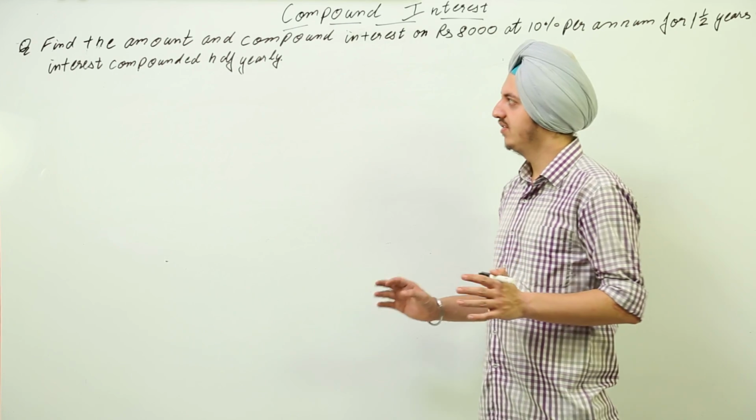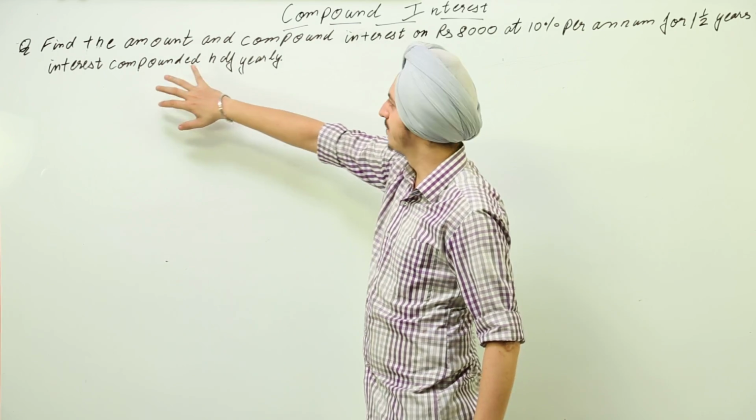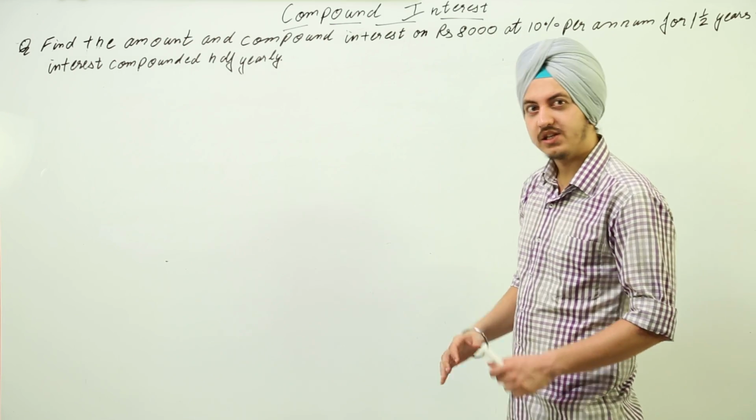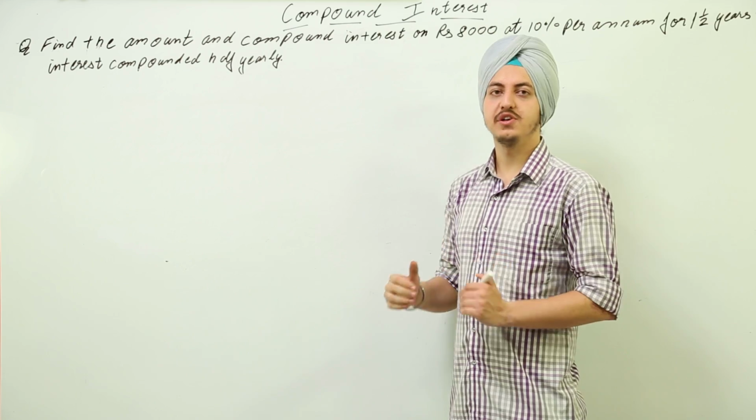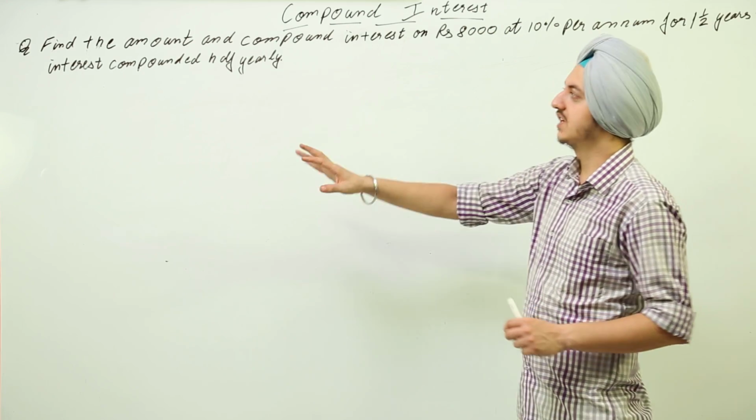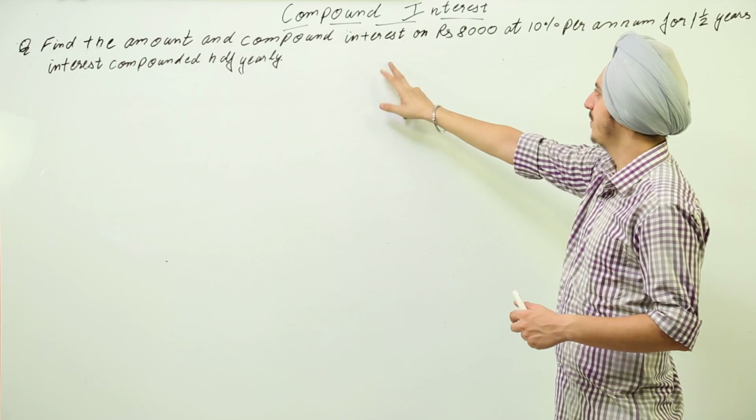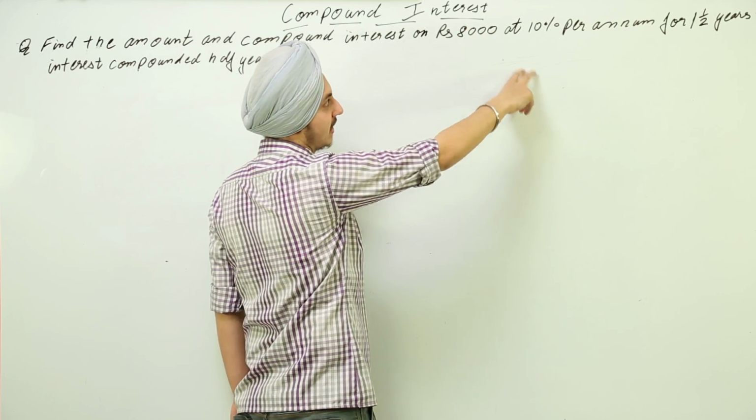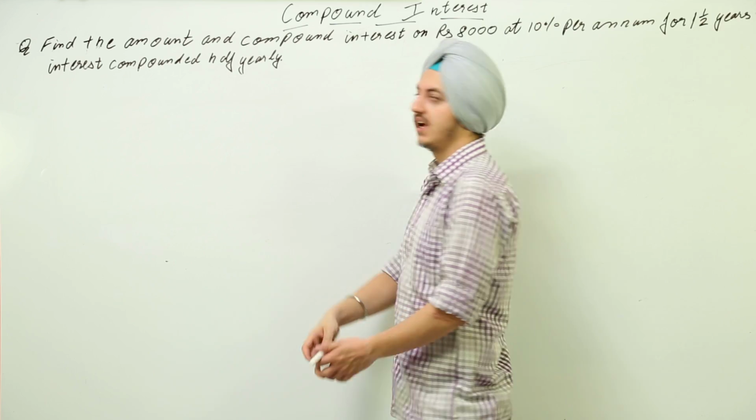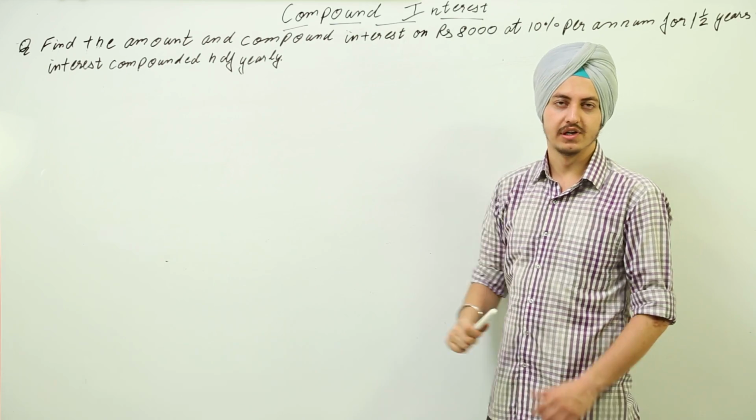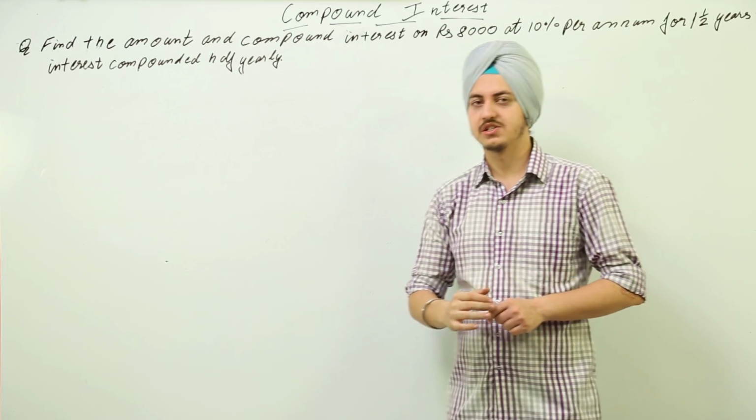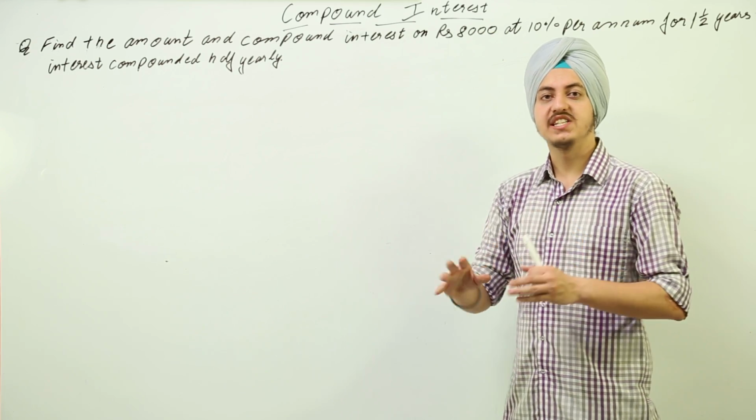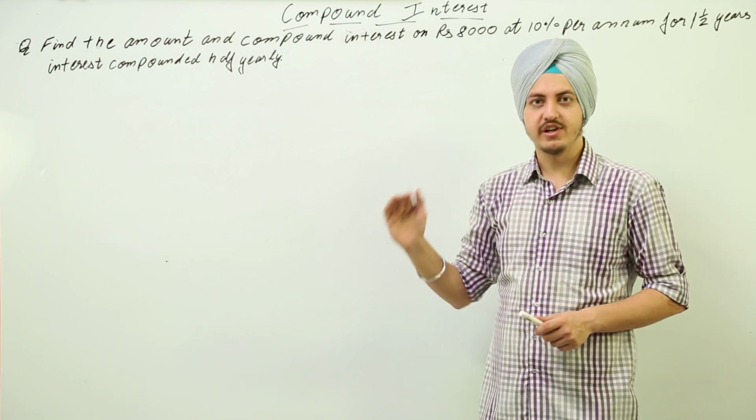Now we have the interest compounded half yearly. It means that the principal will change after 6 months. The question is, find the amount and the compound interest on rupees 8,000 at 10% for 1.5 years, interest compounded half yearly. Now this interest is compounded half yearly. That means that the principal will change after 6 months, or every 6 months.